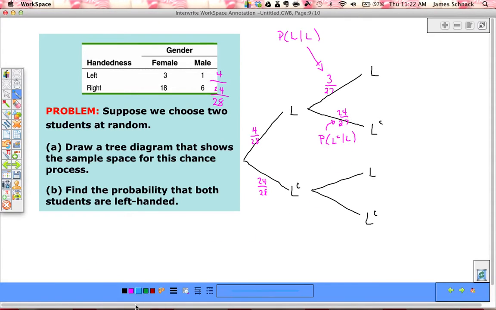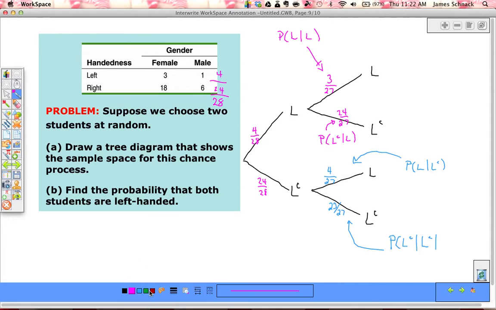Try to fill in the bottom 2 branches. What is the probability of picking a lefty given that we didn't pick a lefty? That's going to go right here. And what's the probability of picking a non-lefty given that we picked a non-lefty first? That's going to go right there. Well, if we picked a right-handed person, that means that there are 4 lefties out of 27 still there. And if we picked a righty, now we only have 23 righties out of the 27 total.